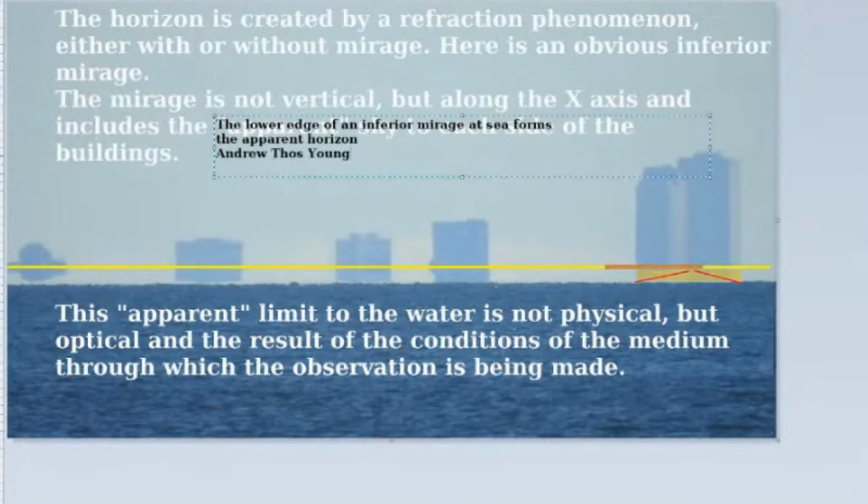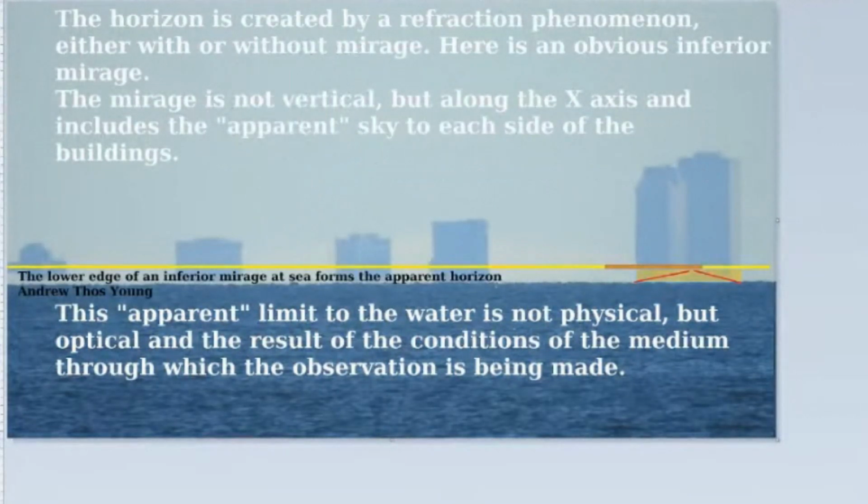Okay, listen very carefully, everybody. I mean, this is gold. If you're interested in this, this is gold right here. No one's saying this, as far as I know. And look, this is a mirage. The lower edge of an inferior mirage at sea forms the apparent horizon. Andrew Thomas Young. The lower edge, that's this right here, forms the apparent horizon.